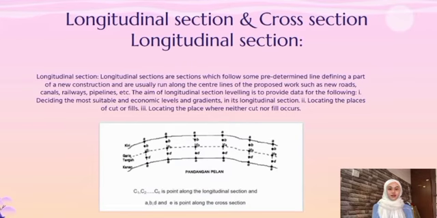Longitudinal section. Longitudinal sections are sections which follow some predetermined line defining a part of a new construction and are usually run along the center lines of the proposed work, such as new roads, canal, railway, pipeline, and others. The aim of longitudinal section leveling is to provide data for the following. First, deciding the most suitable and economic levels and gradient in its longitudinal section. Second, locating the places of cut or fill. Third, locating the place where neither cut nor fill occurs.